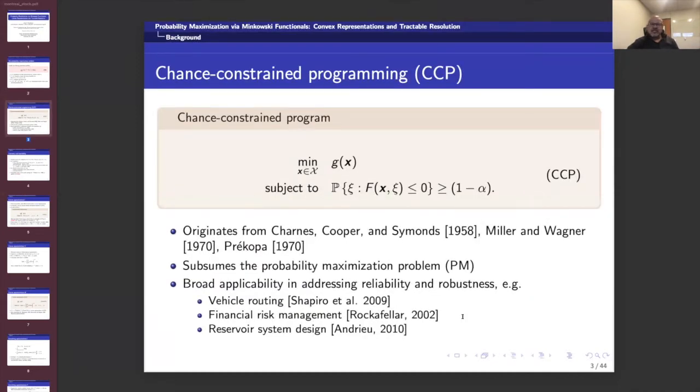Now, as you can see, this is a special case of the chance-constrained program, which originates from the work by Charnes, Cooper, and Symonds in '58, and Charnes himself. This is an extremely well-studied area, and there's no way that I can do justice in capturing all of the research in this area, but clearly the important pieces of work can be traced back to the work by Prékopa, Miller, and Wagner. As I mentioned, it subsumes this probability maximization problem and has broad applicability in addressing reliability and robustness.